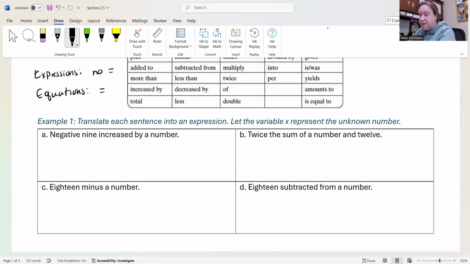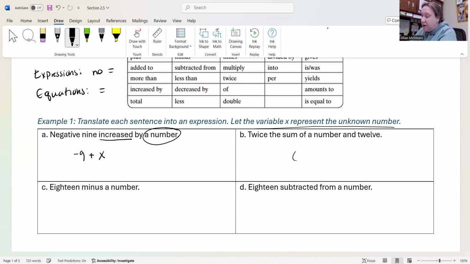So for part A, it says -9 increased by a number. Well, -9 is easy. But then we want to look at the word increased. Increased makes something bigger. We would think generally addition. So we're going to take -9 and we're going to increase it by some number. We don't know what that number is. That's the unknown. And remember, we're going to let the variable x represent the unknown number. So we would just get -9 plus x. And that's it.